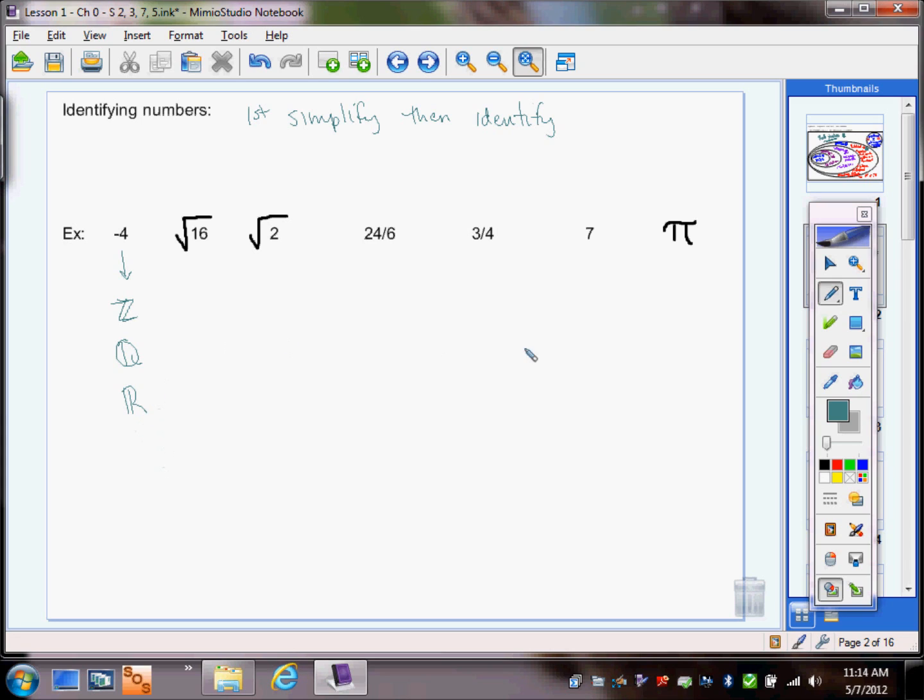Okay. If we look at the square root of 16, first we have to simplify it. The square root of 16 is 4. It's a perfect square. It's also a natural number, a whole number, an integer, a rational, and a real. Okay. Square root of 2 is not a perfect square, and since it's not a perfect square, we can't simplify it. It's irrational and real.